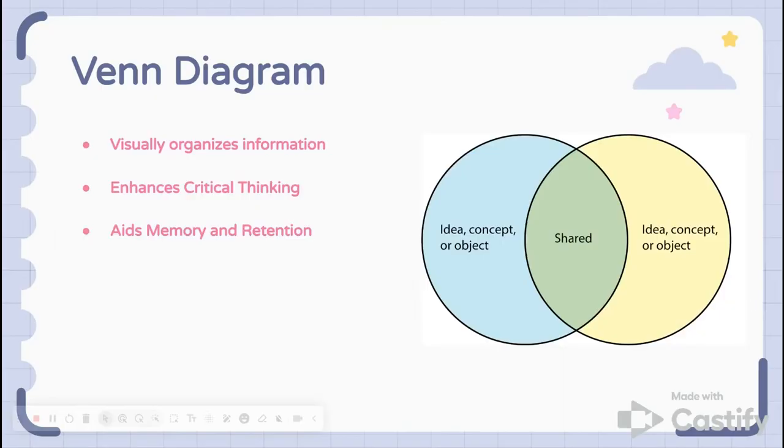Some of the benefits of the Venn diagram graphic organizer are: they visually organize information. It makes it easy to see the relationship between sets of items such as commonalities and differences. They enhance critical thinking. They encourage deeper thinking, logical reasoning, and pattern recognition skills as you determine where items belong and why. Finally, Venn diagram graphic organizers aid memory and retention. They boost engagement and help people retain information.